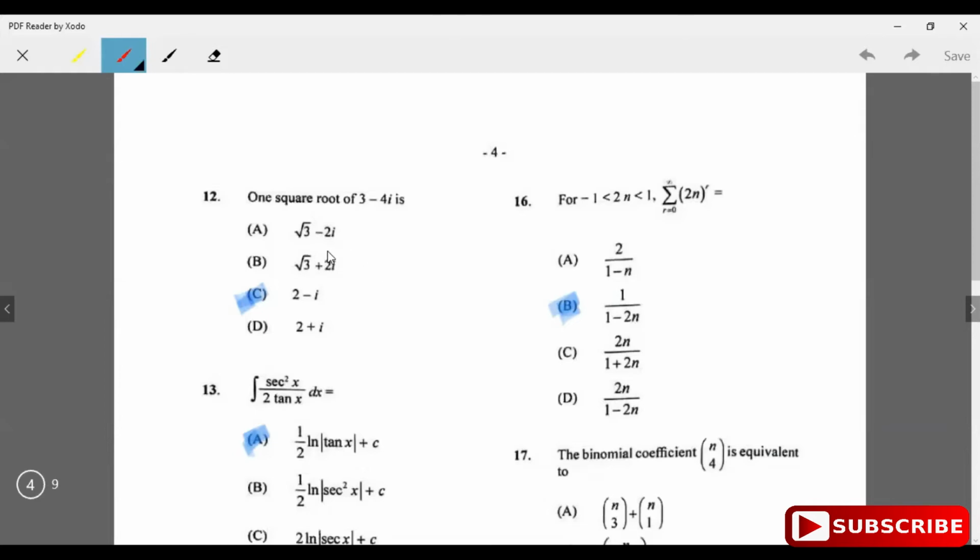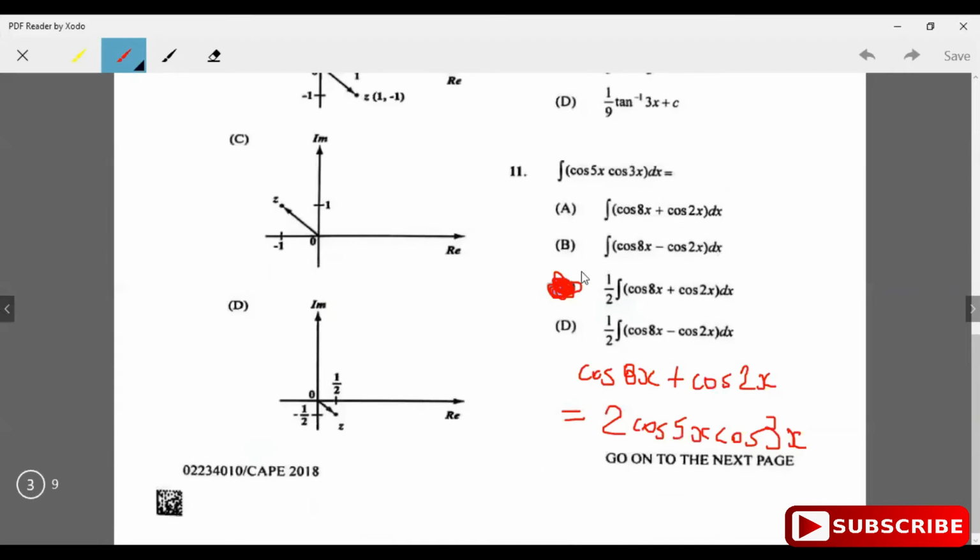Sir, what was number 11 again? Oh, number 11 is C. Number 11, oh, C.